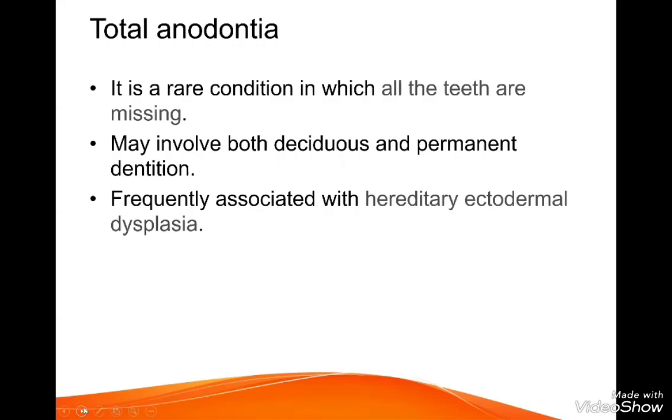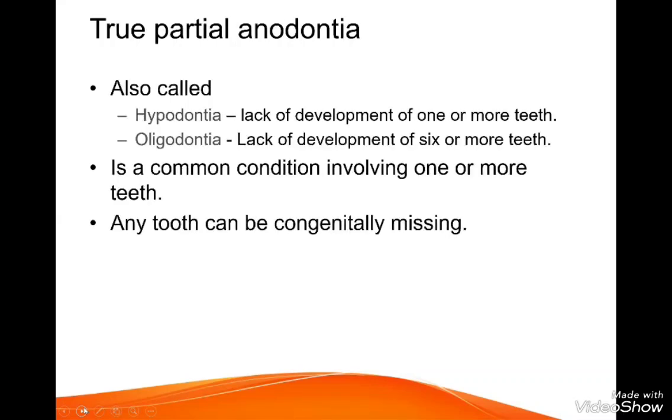Coming to total anodontia, it is a very rare condition where all the teeth are missing. Sometimes it can involve both deciduous and permanent dentition, and it is associated with hereditary ectodermal dysplasia. Coming to partial anodontia, you can classify that as hypodontia or oligodontia. Hypodontia refers to the lack of development of one or more teeth. Oligodontia refers to the lack of development of six or more teeth. So considering these terminologies, we can understand that oligodontia is a type of hypodontia.